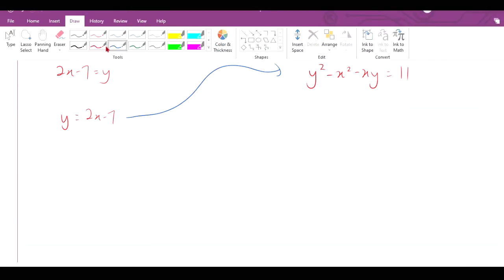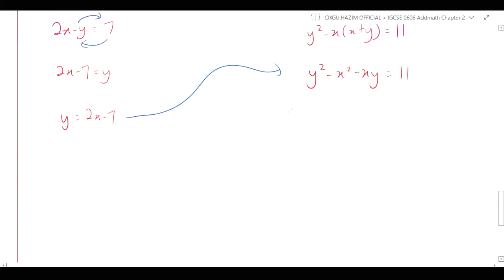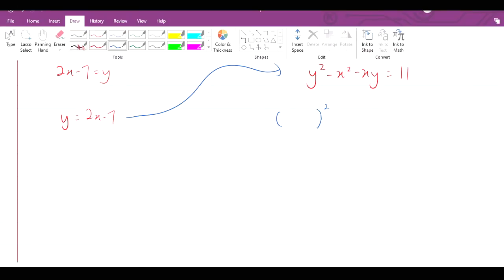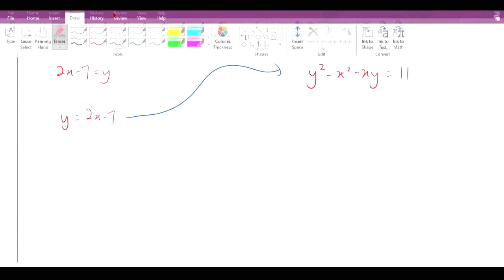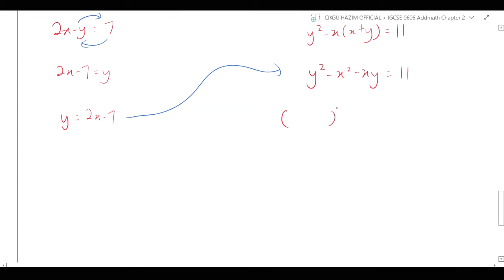Alright, so open up the bracket here, which is y squared, and here it will be minus, open up bracket, x squared minus x bracket equal to 11. As I said, y substituted from the linear equation is going to be 2x minus 7. So here 2x minus 7, and here 2x minus 7. Then after that you need to expand as usual.